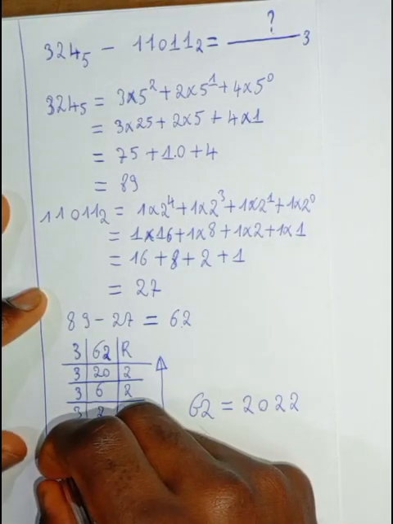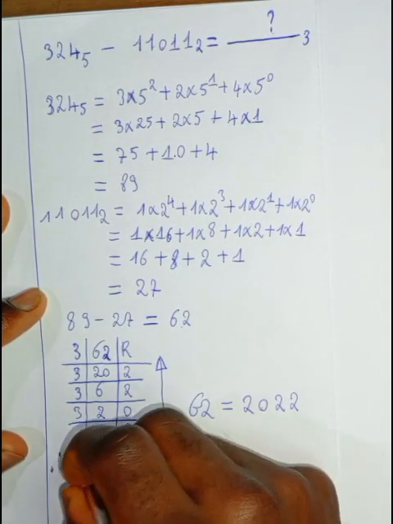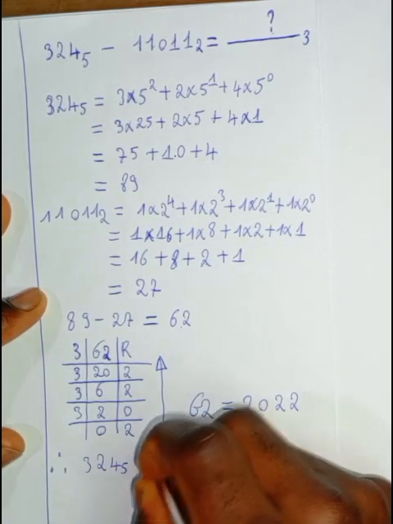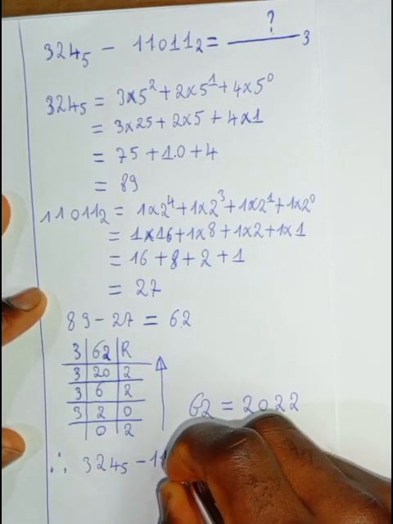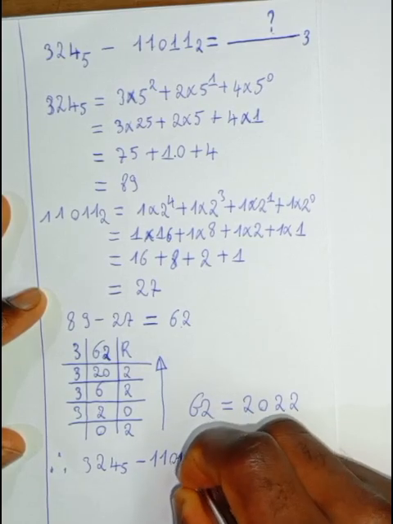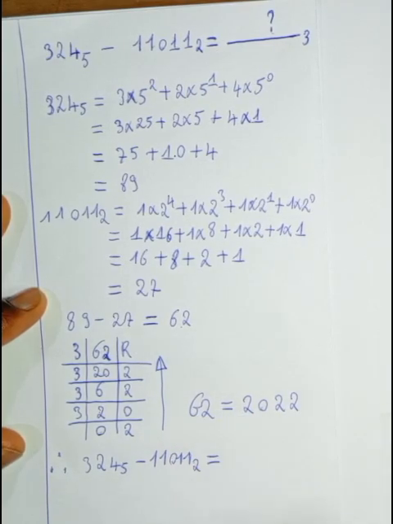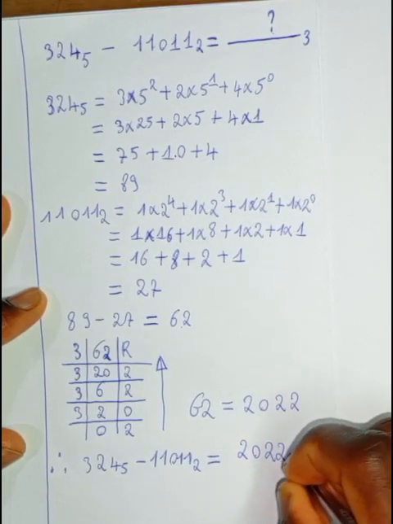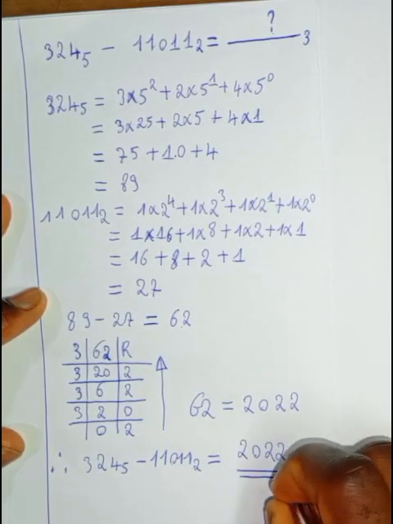We are going to conclude. Therefore, if you take 324 in base 5 minus 11011 in base 2, it will simply be equal to 2022 in base 3. We are done.